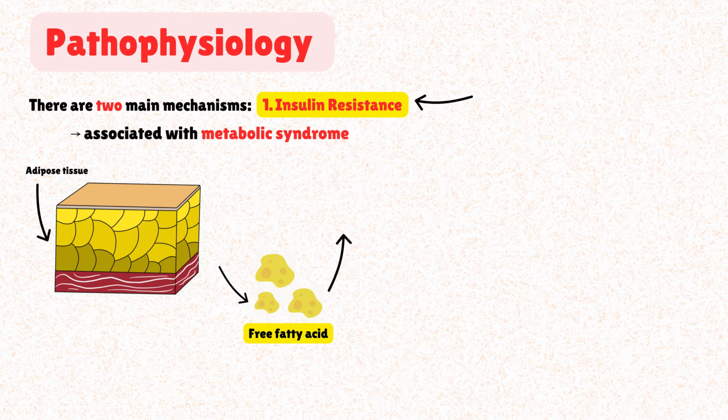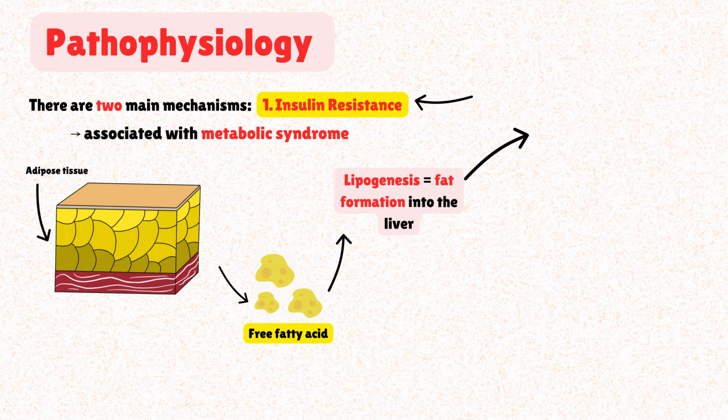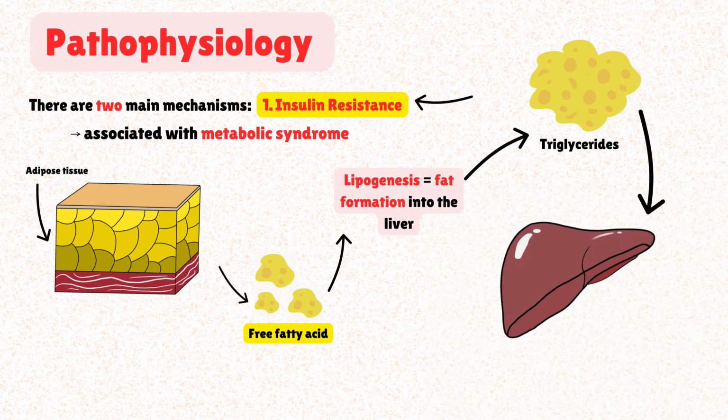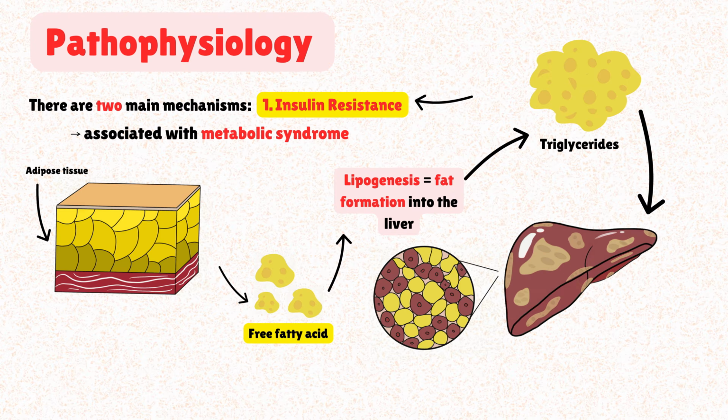Then, the liver increases the lipogenesis process, converting these free fatty acids into triglycerides. These triglycerides will eventually be deposited as fat into the liver parenchyma, causing hepatic steatosis.